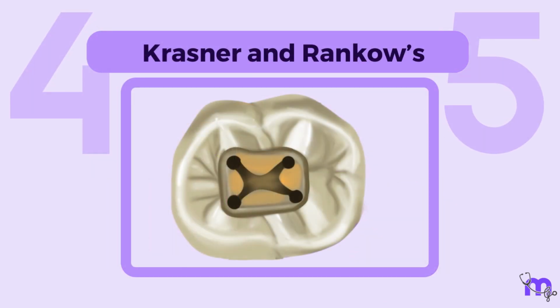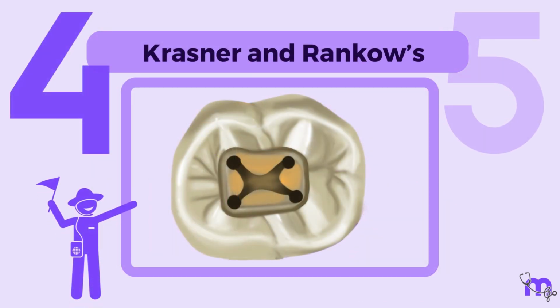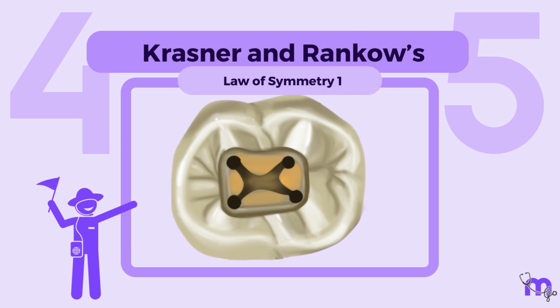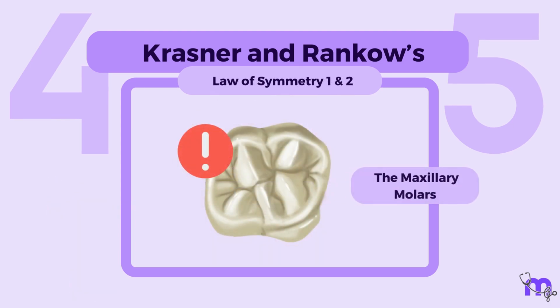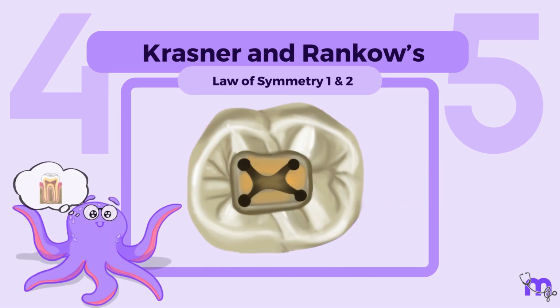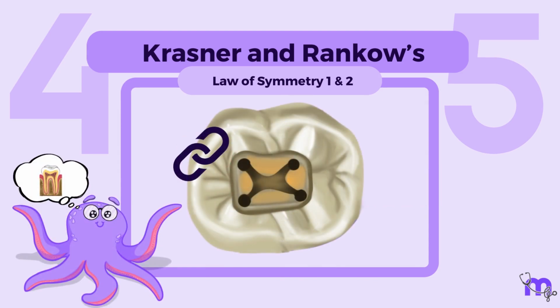The fourth and fifth laws guided my next steps. The fourth law, or law of symmetry 1, states that the orifices of the canals are equidistant from a line drawn in the mesiodistal direction through the pulpal floor. The fifth law, or law of symmetry 2, states that the orifices lie perpendicular to a line drawn in the mesiodistal direction across the center of the pulpal floor, except in the maxillary molars. Since it was a lower tooth, these laws reinforced the canal location.